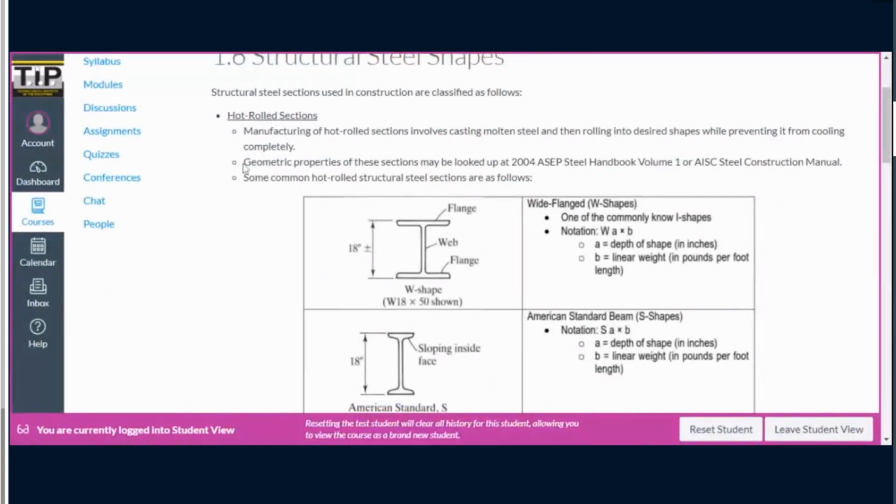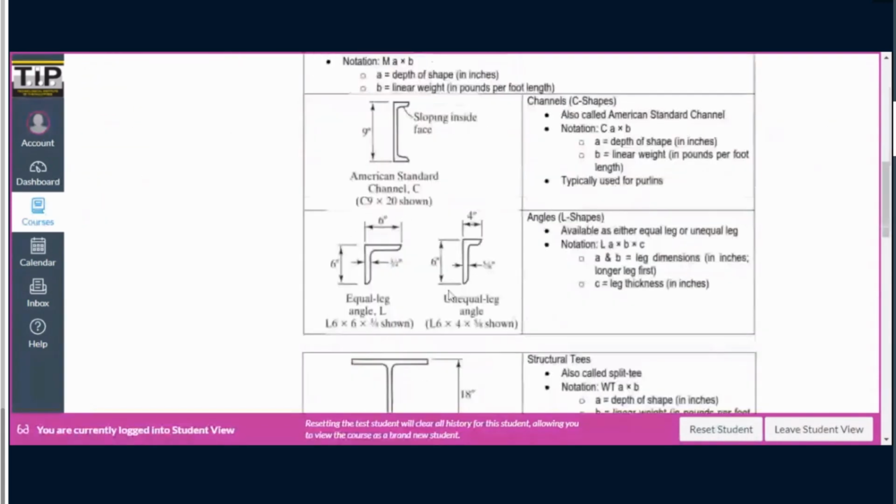When we say hot rolled, it means that it goes through the process of rolling and heat treatment. The usual manufacturing method for structural steel produces hot rolled sections. We have different types of hot rolled sections, so I will go through these one by one.